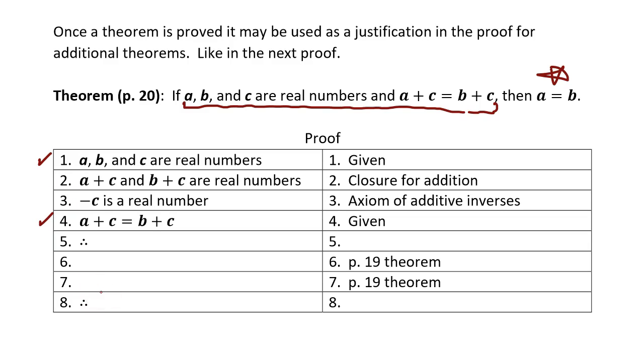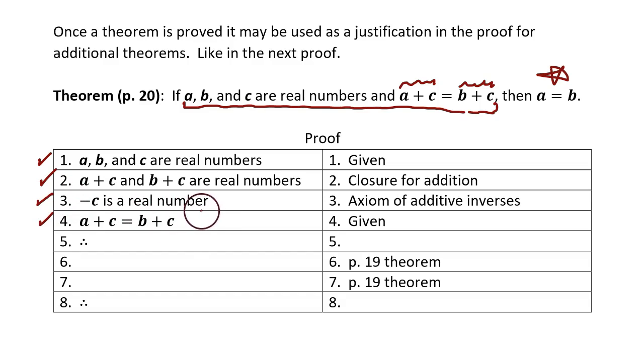The other thing we do at the start of a proof is ensure that all of the numerical expressions mentioned are real numbers. Besides a, b, and c, notice the expressions a plus c and b plus c. So we want to make sure those are real numbers, and statement 2 takes care of that. We know that those make real numbers because of closure for addition. Next, negative c is never mentioned anywhere in the theorem. However, thinking ahead, I'm going to end up using negative c as an expression, so statement 3 takes care of proving that that is a real number.